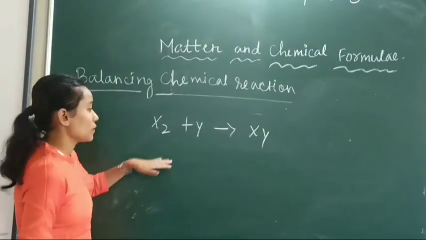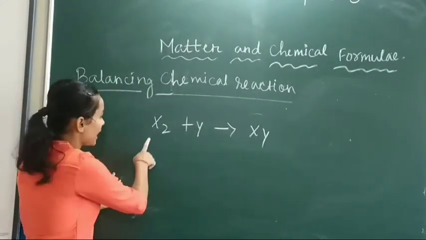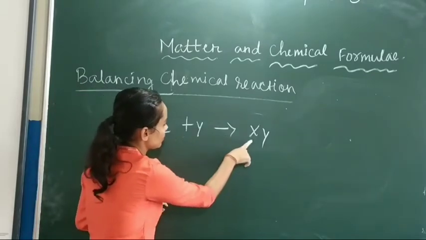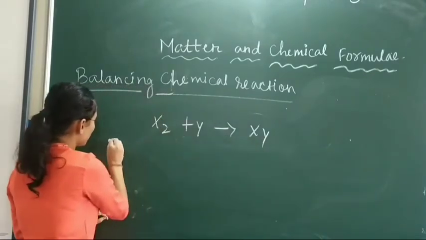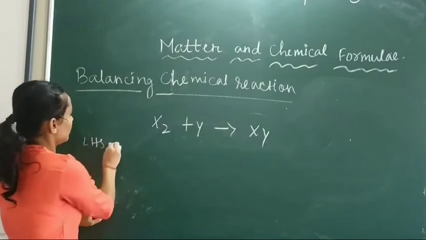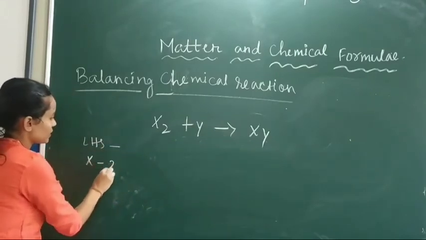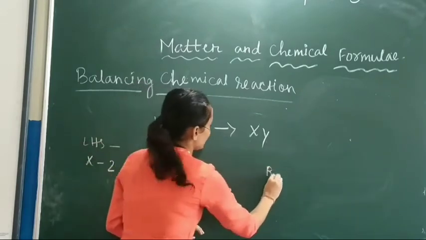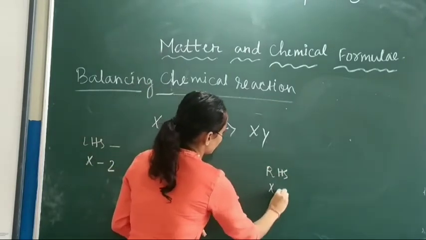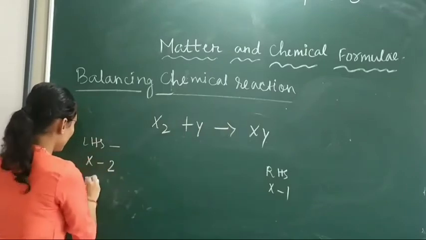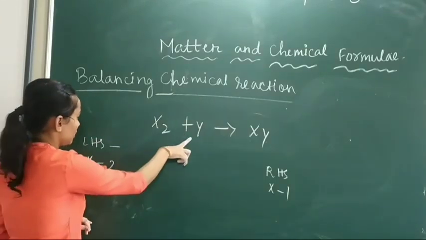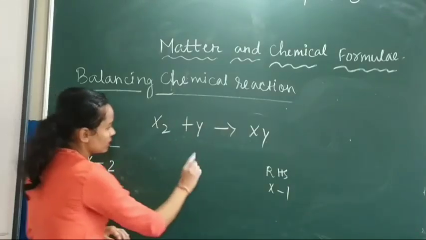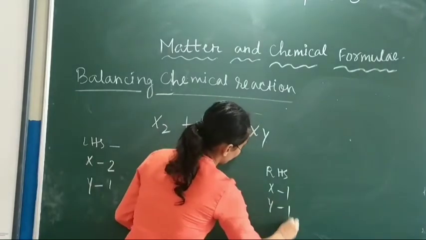Now see students, one example is given in your book. Okay, X2 plus Y is equal to XY. So here in the left hand side, the number of X is how much? 2. Here in the right hand side, the number of X is 1. Okay, in the left hand side, the number of Y is 1. In the right hand side, the number of Y is 1.